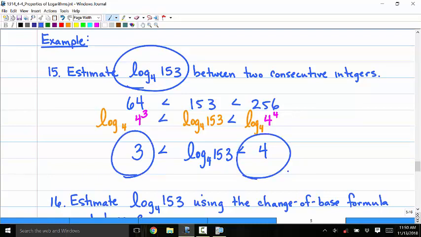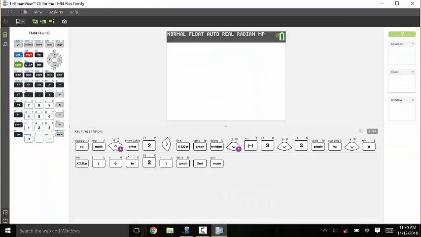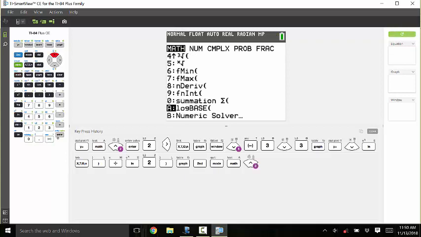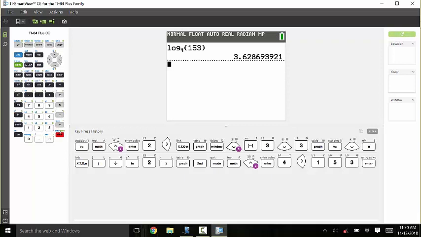You agree? All right. Well, that's silly because I could have gone over here to my calculator and said, what is log base 4 of 153? Math. Log base 4 of 153 is 3.62. So could you give me two consecutive integers that it's between? 3 and 4. All right.